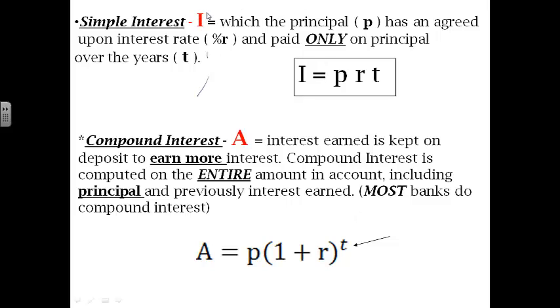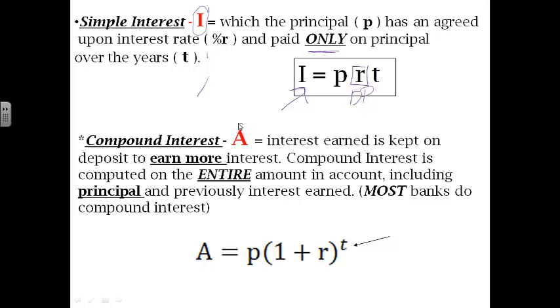Simple interest is represented by I. We've already done this. This is where the principal, or the variable P, has an agreed upon interest rate, represented by the percent, which is R, and it's paid only on principal over the years, which is represented by the variable T. So our formula for simple interest is I equals P times R times T. We need to make sure that we always change R to a decimal, because it's going to be a percent in our problems. Okay, now we're going to be talking about compound interest.